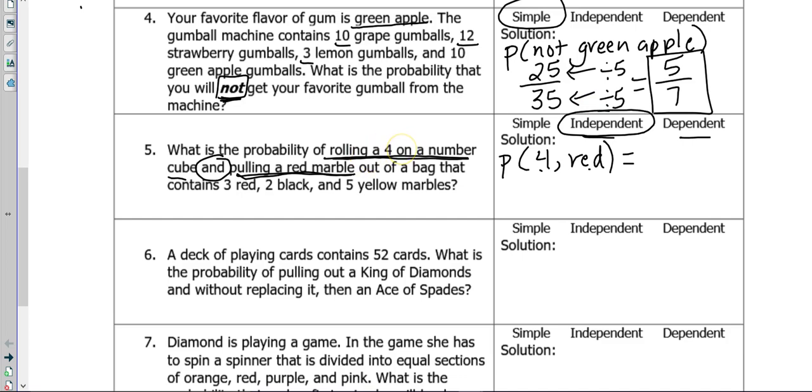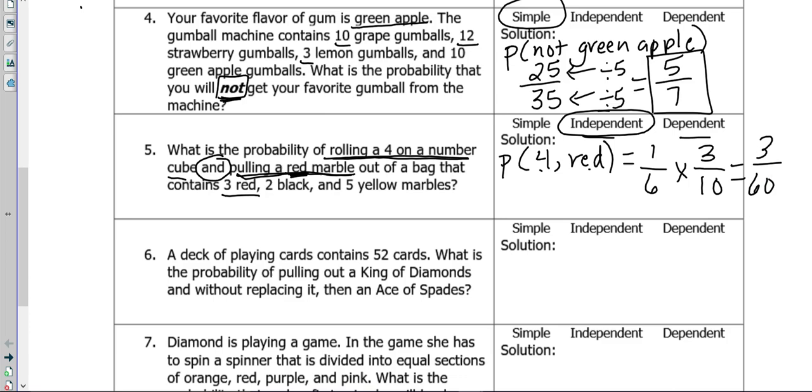So rolling a 4 on a number cube, we have 1 out of 6 of the sides are 4s. And we're going to multiply that by the number of red marbles that we have. There are 3 red. And then the total would be 3 plus 2 is 5, plus 5 is 10. So we simply multiply these 2 together, and the probability of rolling a 4 and pulling a red marble would be 1 times 3, which is 3, and 6 times 10, which is 60.